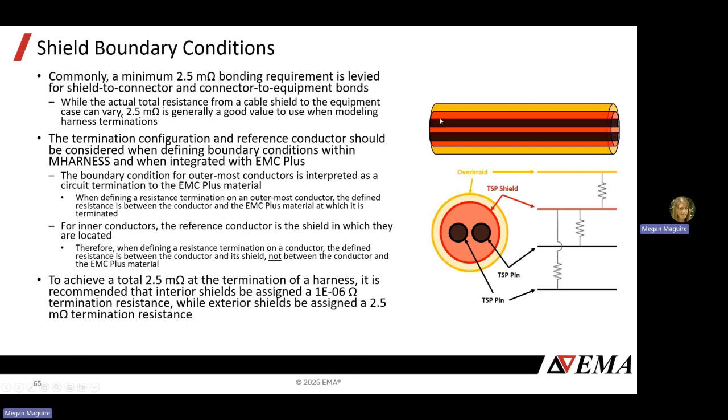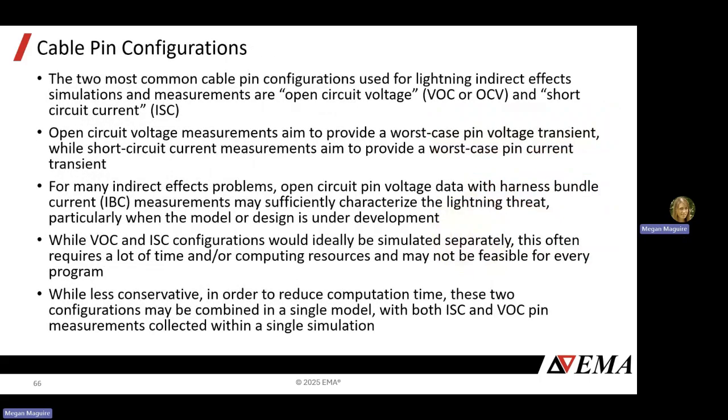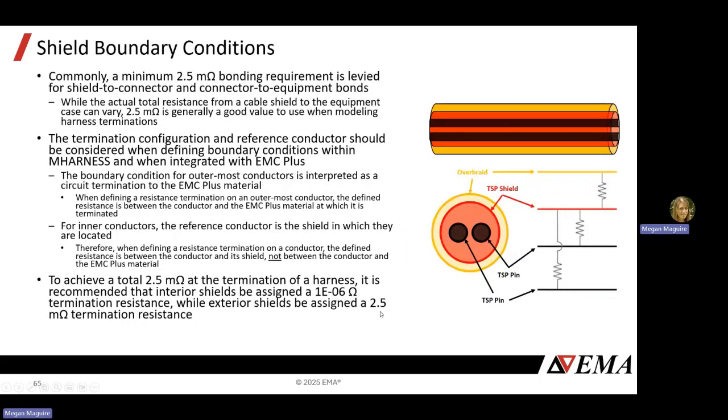So what this means is if you want your total termination resistance to be 2.5 milliohms, then for that shield, you would want to short it to your braid and then have the braid have a 2.5 milliohm termination resistance to structure. If you have just a shield, no braid, then you do 2.5 milliohms on the shield. That's just one thing to keep in mind. But I just wanted to also make it clear that the resistance that you input at your termination is not the conductor to the EMC Plus material necessarily. It's the conductor to its reference.